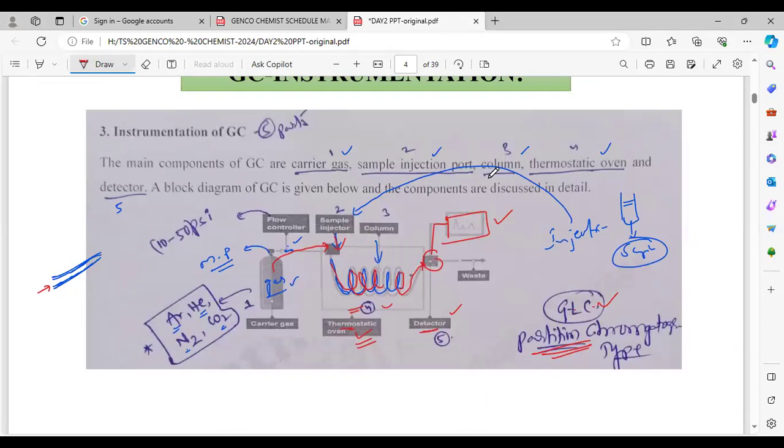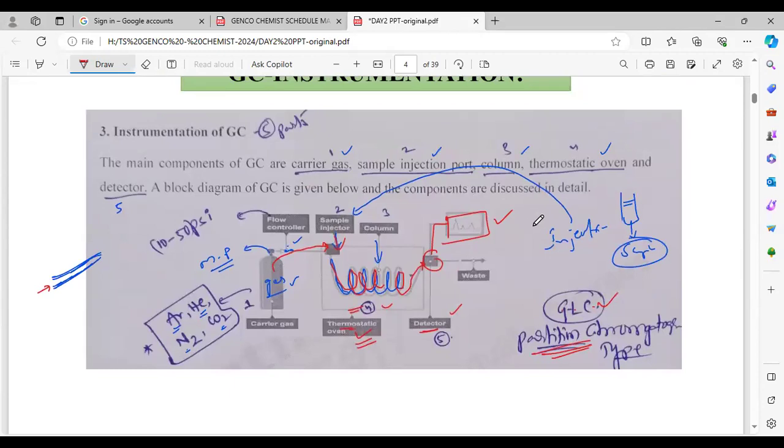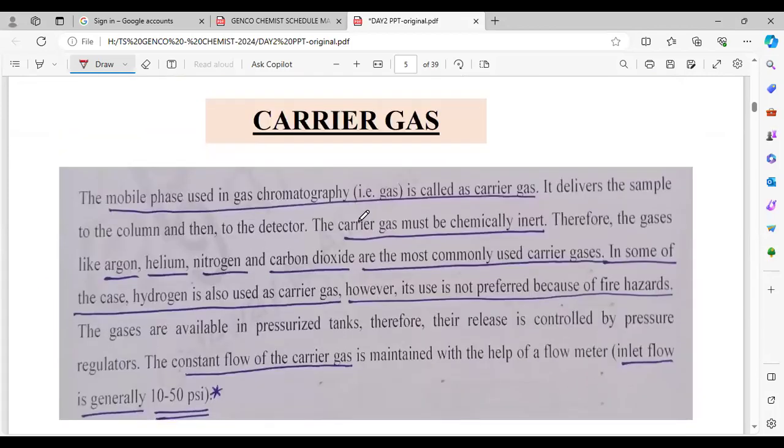Okay, guys. Next one, carrier gas. Each and every component I am going to discuss. From this instrument, there are 5 different parts: carrier gas, sample injection, and so on. All these 5 I'm going to discuss in detail. Let's see the carrier gas. What is its function? Carrier gas is nothing but the mobile phase. The mobile phase used in chromatography is called carrier gas, which helps push the samples through the column. That's it. So carrier gas must be chemically inert.